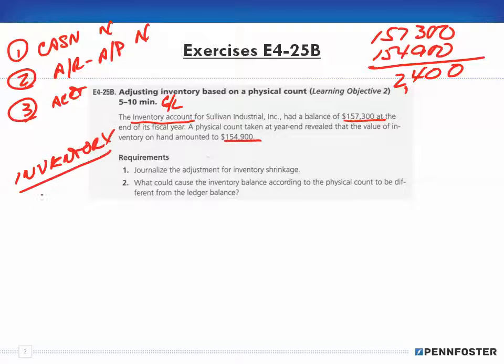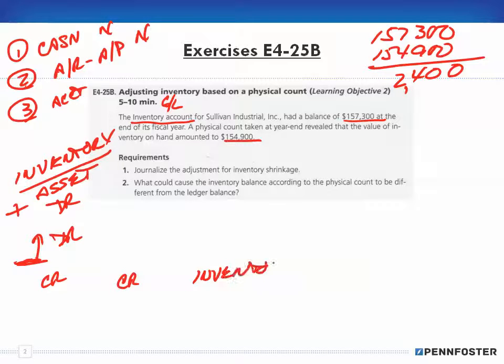and I know that inventory is an asset. The normal balance of an asset, normal balance means what increases an asset. Well, I increase assets on the debit side. So whenever I gain inventory, I'm going to debit my inventory. Well, in this case, my inventory is shrinking. I'm decreasing it. So when I decrease it, I have to credit it. So I'll credit my inventory account for $2,400. In all journal entries, debits have to equal credits. So if I credit something, I have to debit something else for $2,400.